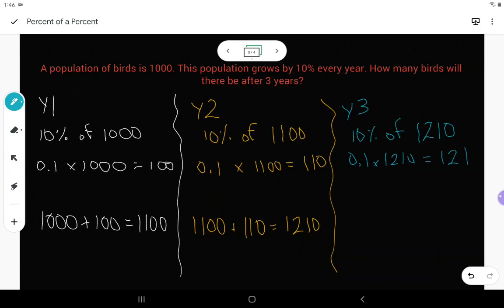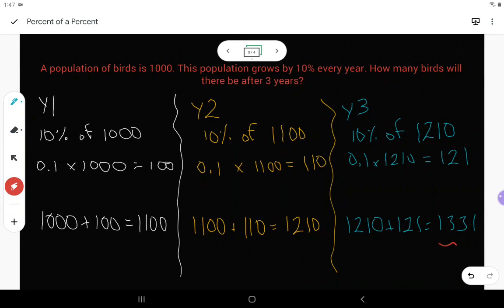So I'm going to take my original population at the start of the year, which was 1,210. I'm going to add 121, and that gives me 1,311. Now, after 3 years, I have 1,311. I did not simply add 100 each year, right? I didn't say, well, it grows by 10% every year, 10 plus 10 plus 10 is 30%. So if it's 100, it should be 300, but it's not.